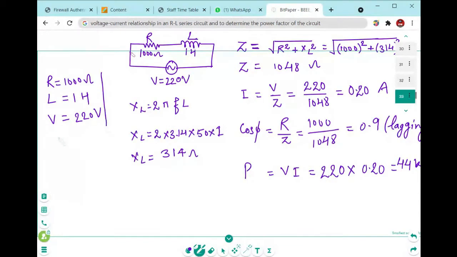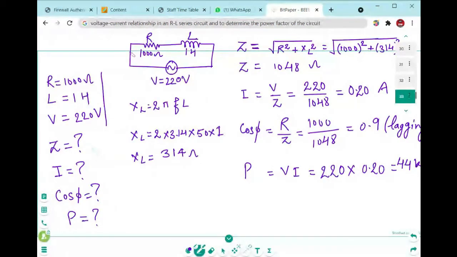Now our main task is to find out the impedance Z. Then we have to calculate the current. After that we have to find out the power factor, cos of phi. Then lastly we have to calculate the power. So how will you calculate this impedance?